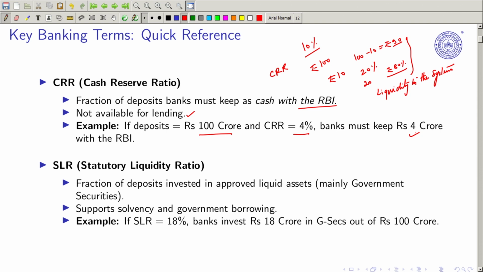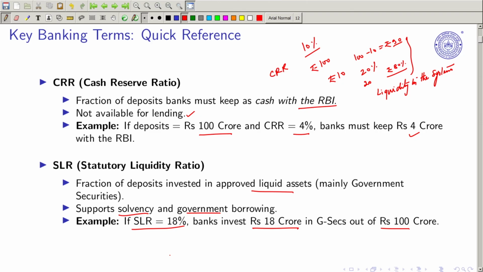Then here we have the statutory liquidity ratio, the fraction of deposits invested in approved liquid assets. So mainly government securities, which support solvency and government borrowing. So if SLR is 18%, banks invest 18 crore in G-secs out of the 100 crore. So this is what we have.